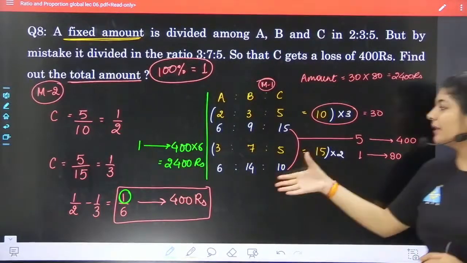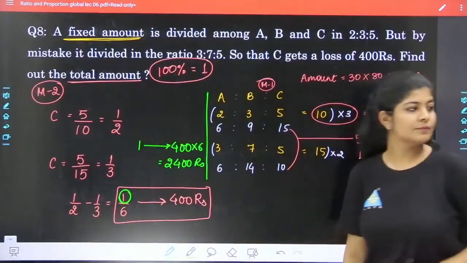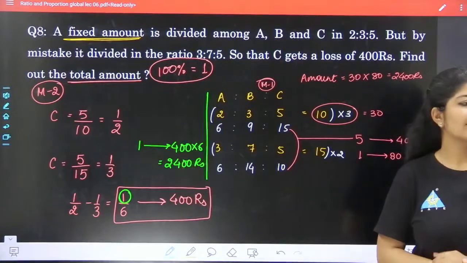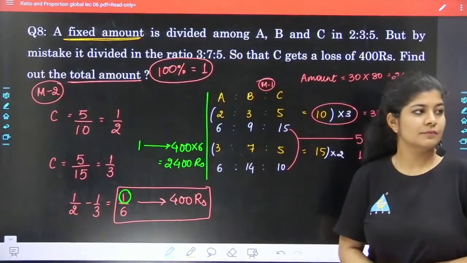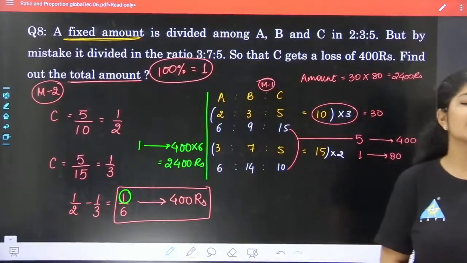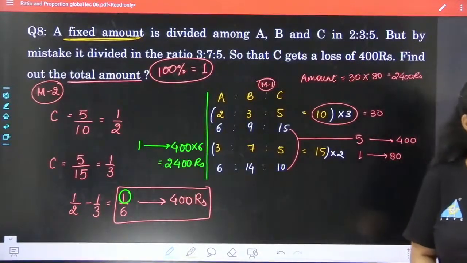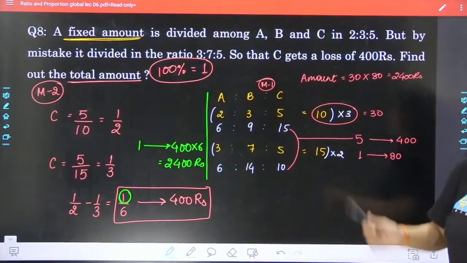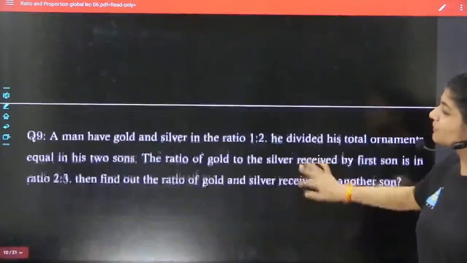This is our method number 1 and this is our method number 2. Is it clear? The correct answer of this question is 2400 rupees. Yes, math 1 is easy. Okay. Now let's move to the next question.